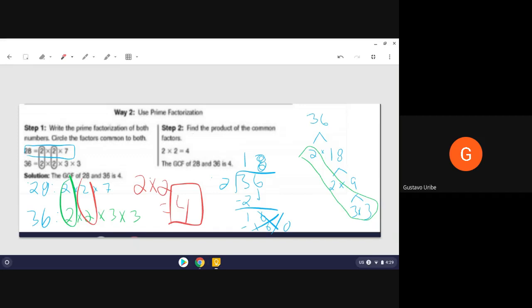So this is the way I would prefer to do it when I'm trying to find the GCF, as opposed to just making a list of all the factors. I'd rather just do a tree, but it's up to you, whichever you find easier.